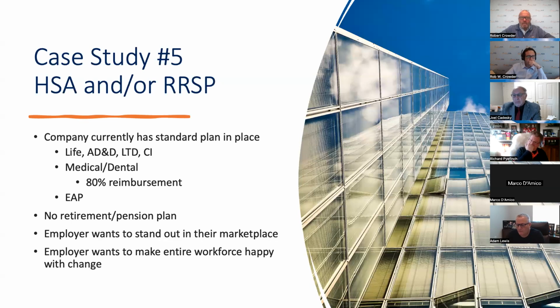The employer wants to stand out in their marketplace. Again, asking those future-based questions, the employer really wants to stand out in the marketplace. They're in a unique industry. Well, all industries are unique. They're in a unique industry, and they just want to be the leaders in this particular industry, and they've successfully done that. And the employer wants to make the entire workforce happy if they make any change. So there were a lot of things going on.